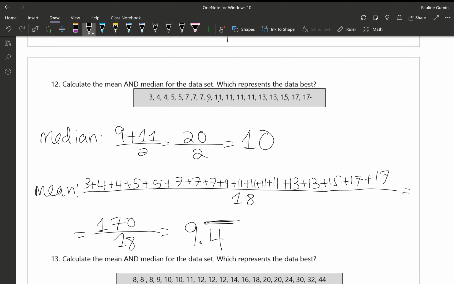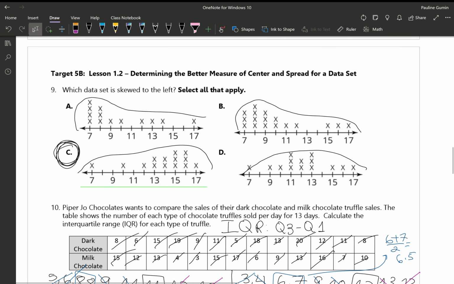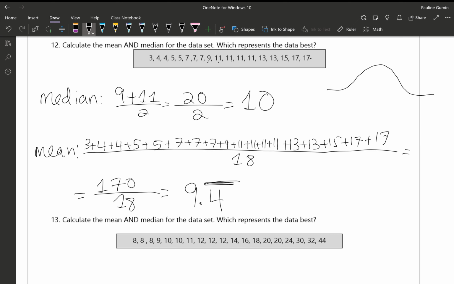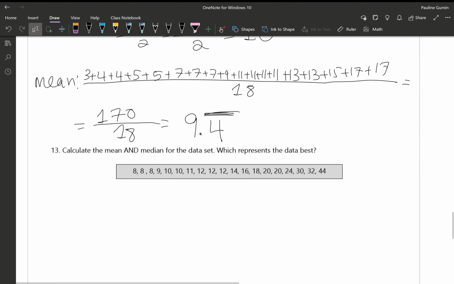Now, which one represents it better? You know what? I would say that they're both pretty good representations. When the mean and the median are so close together, this forms kind of a symmetrical type of data set. It won't be perfect. I'm assuming it would look a little bit more like letter D, right? It's not the most perfect distribution, but they're very, very close to each other. So I would say this is a pretty symmetric set, so either of them would be a good representation. All right.